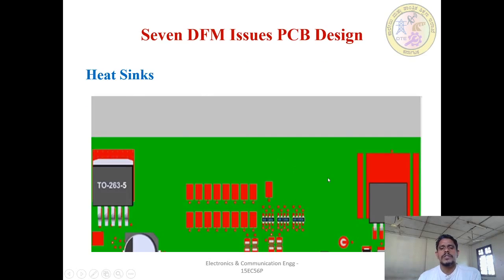So a heat sink should be provided to the component. This is the component. This red color is the heat sink provided for the component. While this component is operating, it will produce more heat that will spread all over the PCB and damage the other parts of the PCB. In order to avoid that, a heat sink is provided here. This heat sink will absorb more and more heat from this component and dissipate it to the environment.